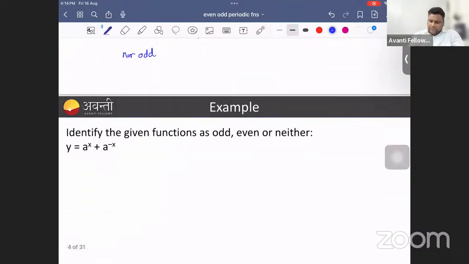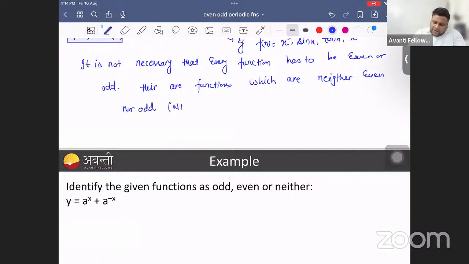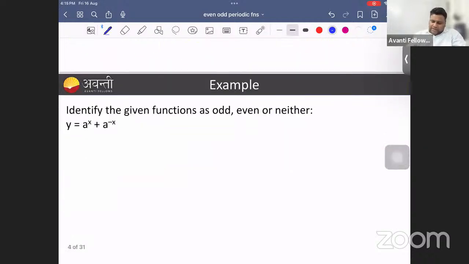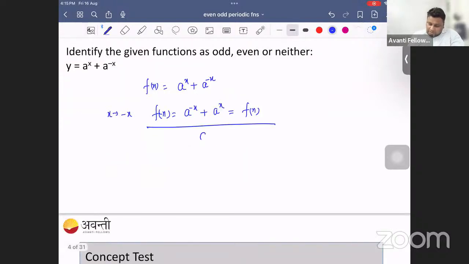Now see, for this neither even nor odd, I'll use the word NENO. N-E-N-O. Now see the simple example. What they have given you, f(x) equals a to the power x plus a to the power minus x. All right. If I replace x by minus x, what do you get? f(-x) is a to the power minus x plus a to the power x, which is again f(x). Means it has absorbed its minus sign. So this is an even function. Am I clear?